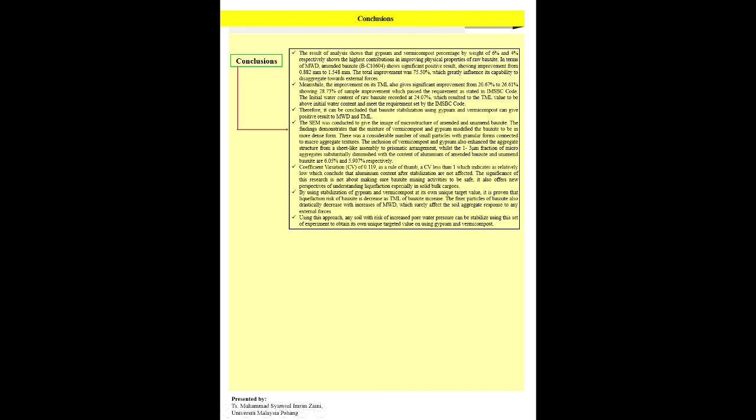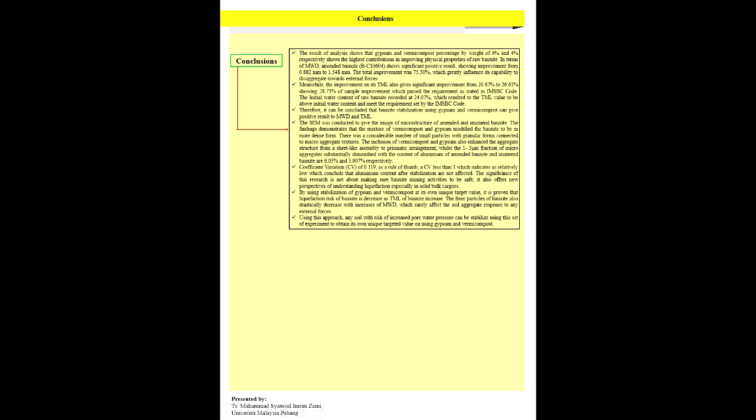Meanwhile, its TML also shows a significant improvement from 20.67% to 26.61%, showing 28.73% sample improvement, which passed the requirement as stated in the IMSBC code. The initial water content of the raw bauxite was recorded at 24.07%, which resulted in the TML value being above the initial water content, meeting the requirement set by the IMSBC code.